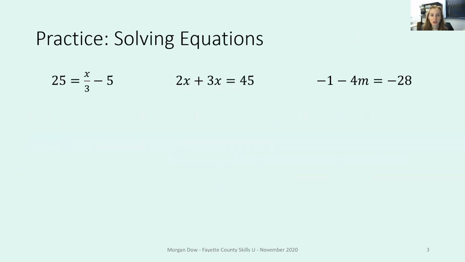All right, so we're going to start off by doing a little review of solving equations. I highly encourage you to pause the video, give these 3 problems a try, and then come back to the video when you are ready.